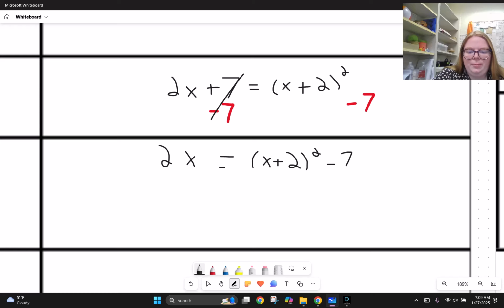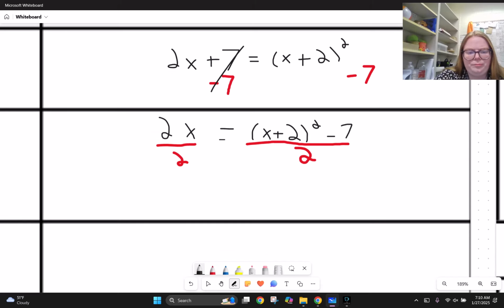Next, you will divide both sides by 2, which will isolate the x. And when you divide the right side by 2, you're dividing this entire thing by 2. That is a very common mistake I see. That entire thing is being divided by 2. So we've got x equals x plus 2 squared minus 7, and that entire thing is being divided by 2.